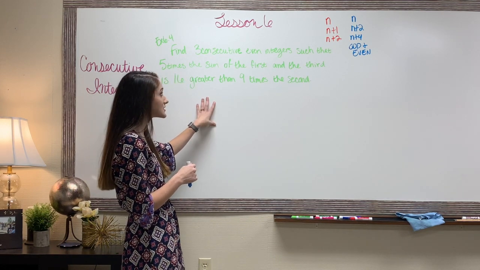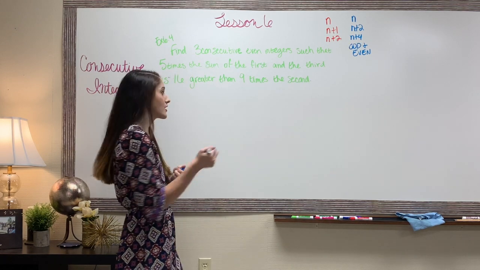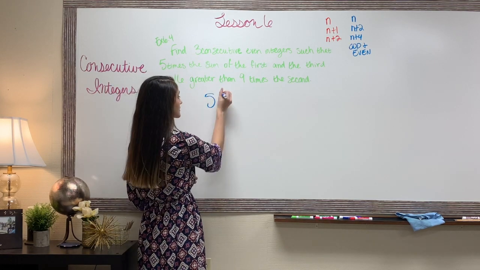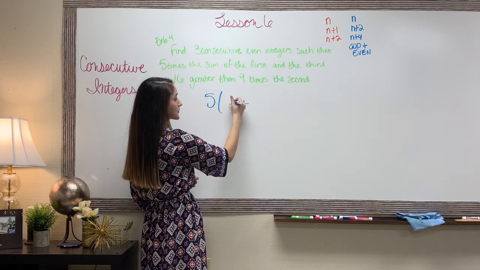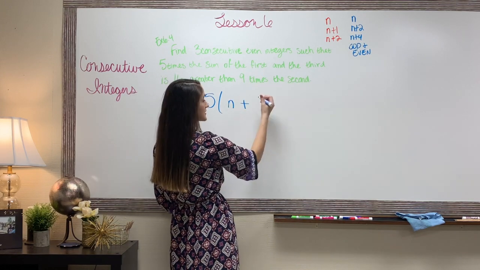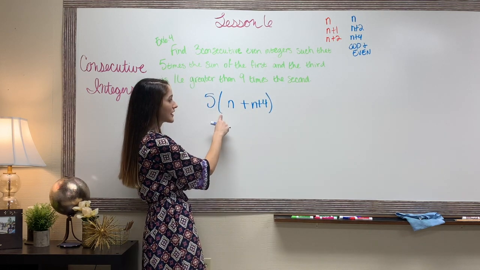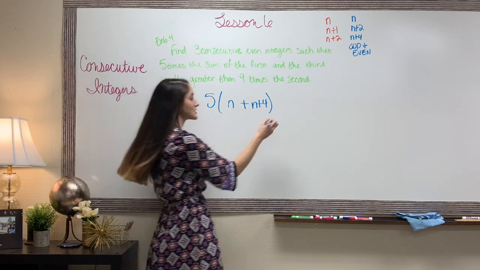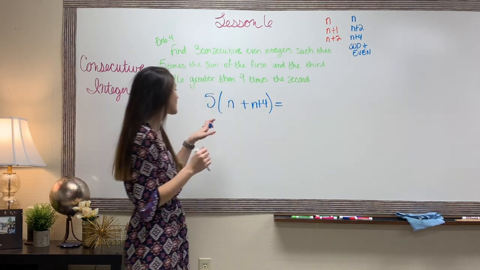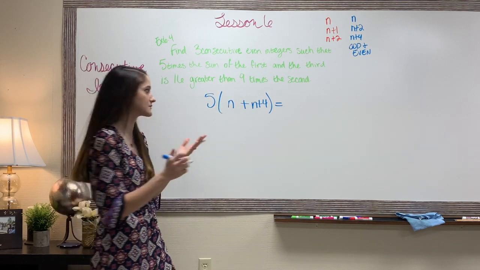So finding 3 consecutive even integers such that 5 times the sum. Okay, so 5 times the sum of the first, so the first one is n, and the third is n plus 4. So we have 5 times the sum of the first and the third, "is" means equals, is 16 greater than 9 times the second. Well, let's find 9 times the second.